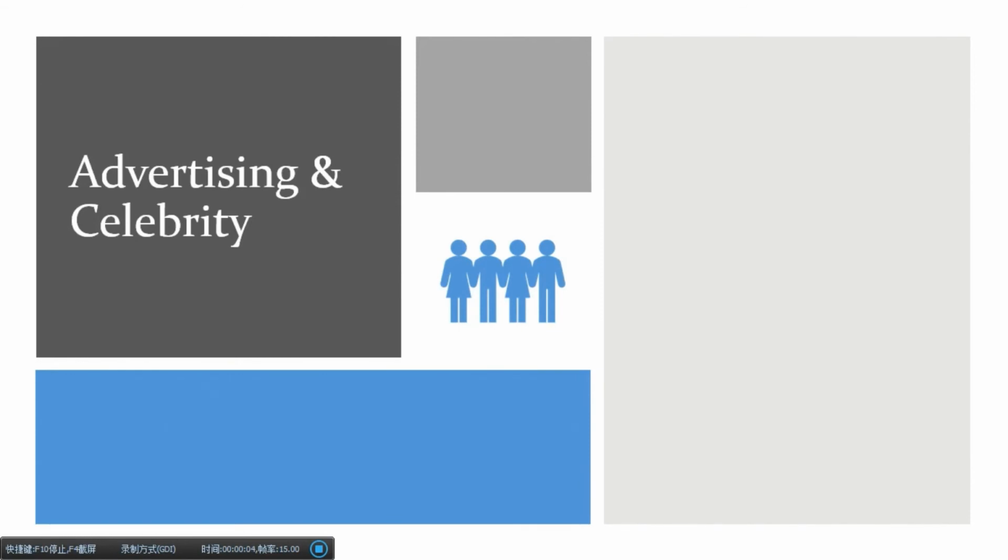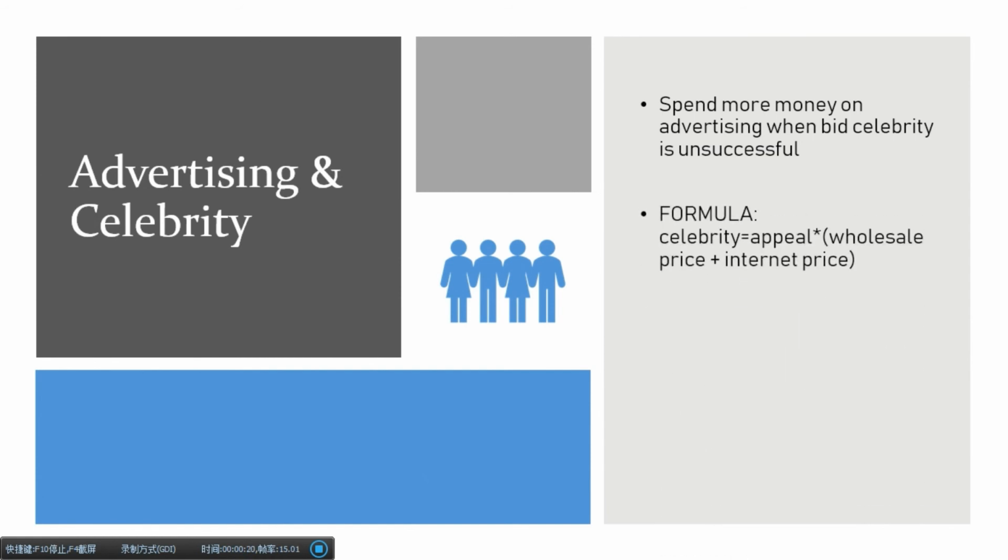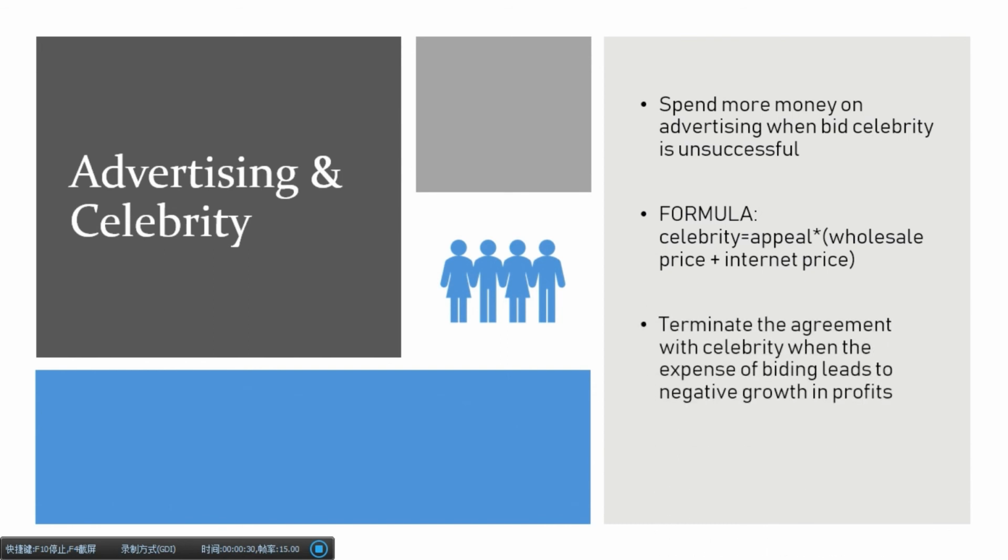We have 3 strategies for advertising. First, spending money on advertising when the big celebrity is unsuccessful, so we can maintain our influence in different areas even if we don't have the celebrity effect. Second, we use a formula to calculate the price we use for bidding. Celebrity equals appear multiplied by the sum of wholesale price and internet price. Also, to save unnecessary expenses, we prefer to terminate the agreement with the celebrity when the expenses of bidding lead to negative growth in profits.